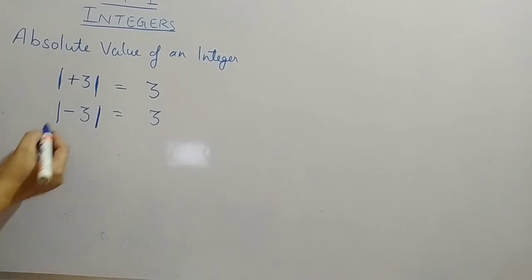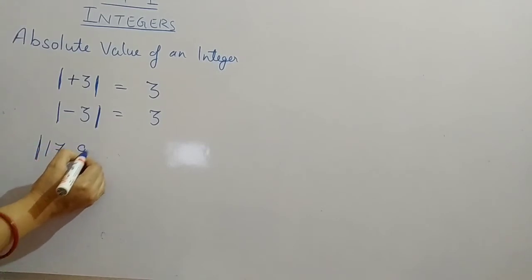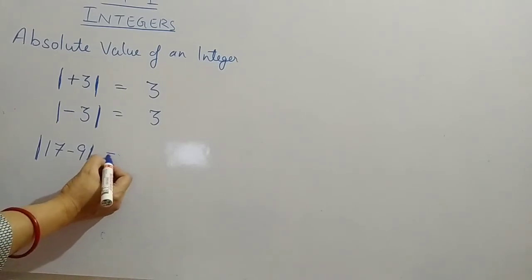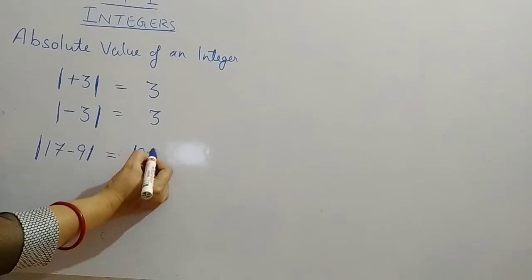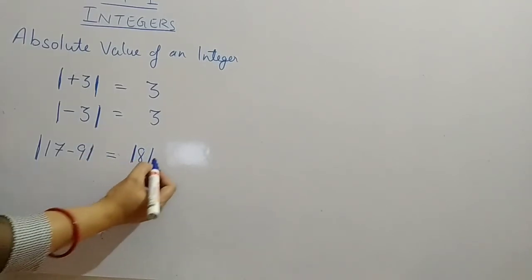In absolute value, suppose you have this: find out the absolute value of 17 minus 9. Now see, within this absolute value symbol we have 17 minus 9. So first you should simplify 17 minus 9. 17 minus 9 is 8. And then after simplification you have to find the value of 8. So the absolute value of 8 will be 8.